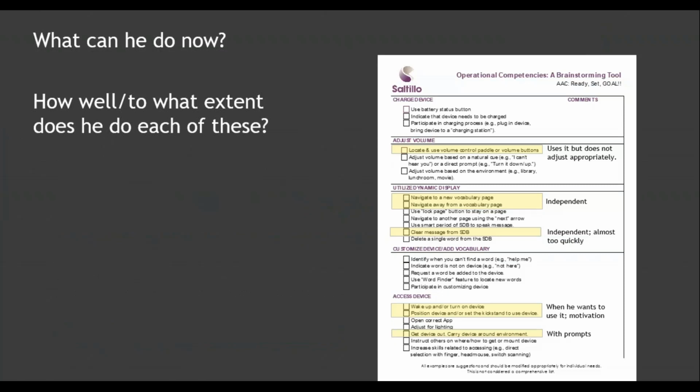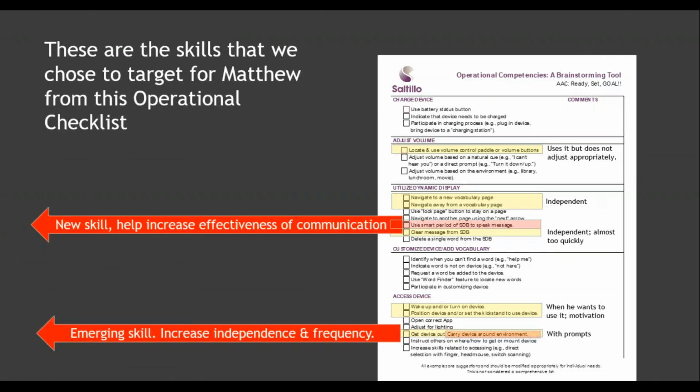To figure out what operational skills to target for Matthew, we went through this brainstorming tool and highlighted the things he was doing and made comments about his skill level. So for example, we checked that he could adjust the volume button, but noted in the comments that he uses it but doesn't adjust it appropriately. And then based on what he can do, we selected 2 operational skills to target. Using the SMART period to speak the message is something that's completely new for Matthew, but based on the fact that he's putting 2 to 3 words together, we want to make sure he's speaking his message as a whole to his communication partners. And our second objective is carrying the device. This is an emerging skill, but he's highly dependent on prompts to do this at this point. So we want to increase independence and frequency here.